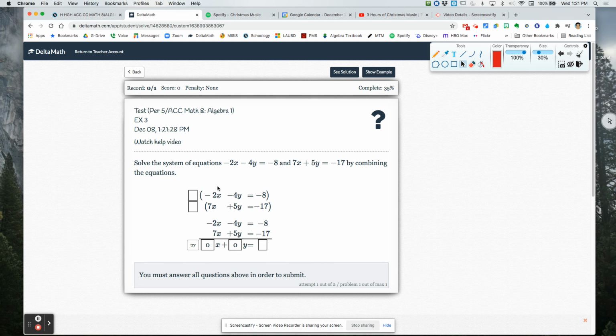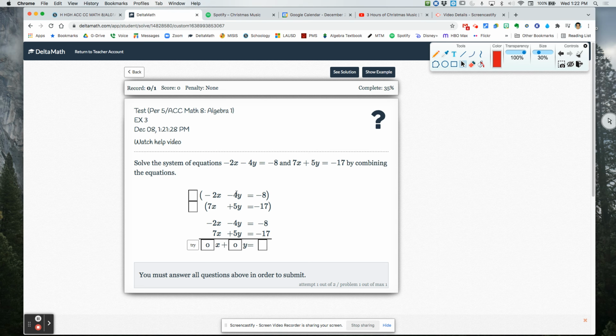All right, so we've got negative 2 and 7 for x and negative 4 and 5 for y. If I want to get rid of, let's say, x's, what's the least common multiple between 2 and 7? What number do 2 and 7 both go into? 14. So I think we have to multiply both of them, right? 7 on the top equation, 2 on the bottom equation. Okay. That's one option.